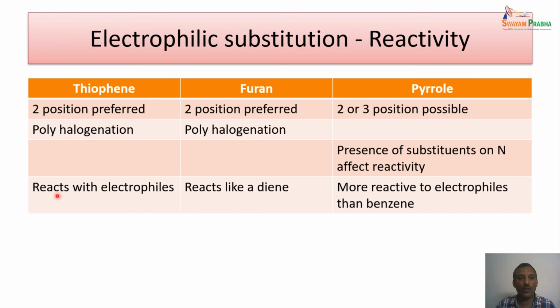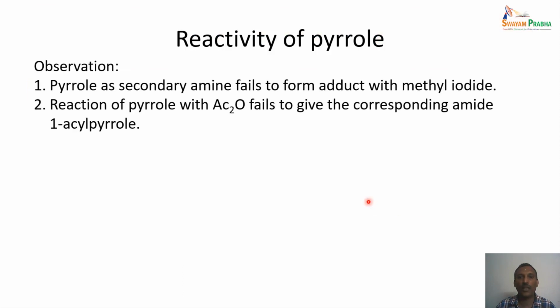And thiophene basically reacts with electrophiles very similar to benzene, that is like aromatic systems. Whereas furan reacts like a diene. That's what we had seen earlier, like a Diels-Alder reaction and the addition reactions are examples of this. So furan generally reacts like a diene because it has the lowest resonance stabilization energy. And in the case of pyrrole, it is more reactive towards the electrophiles than benzene. So let us look at the reactivity of pyrrole.